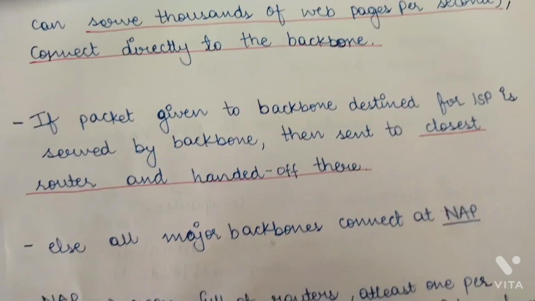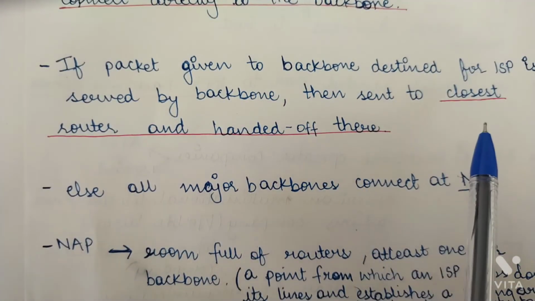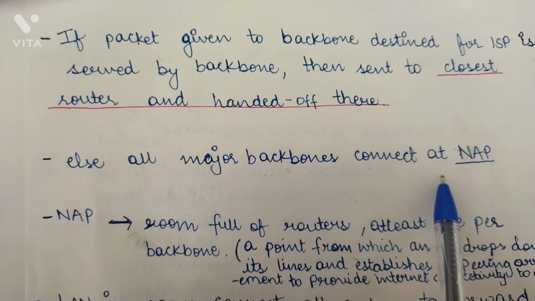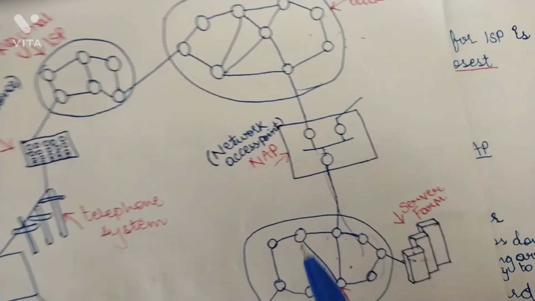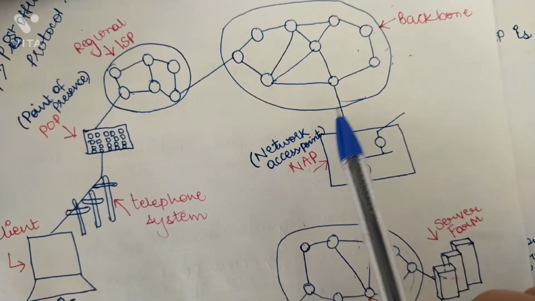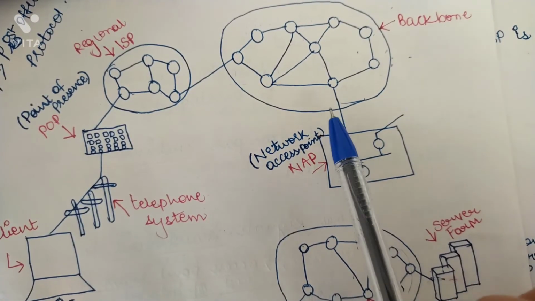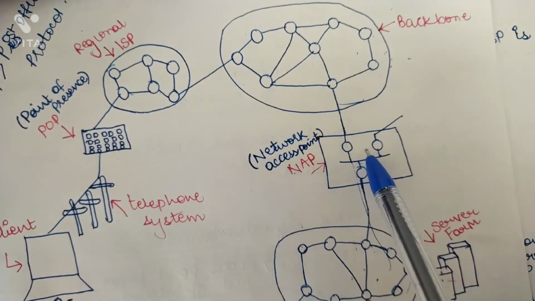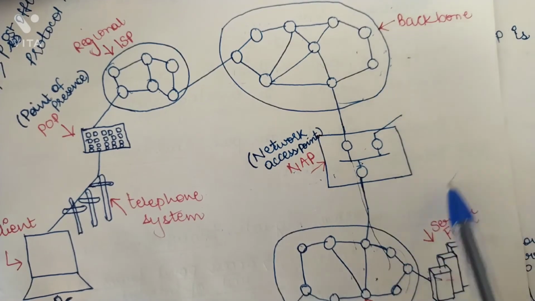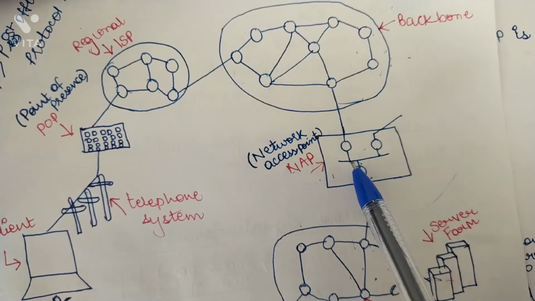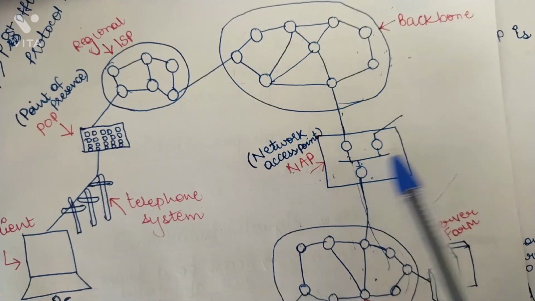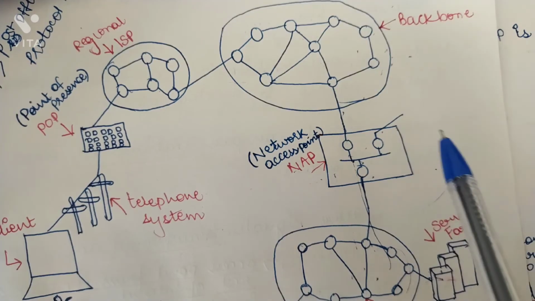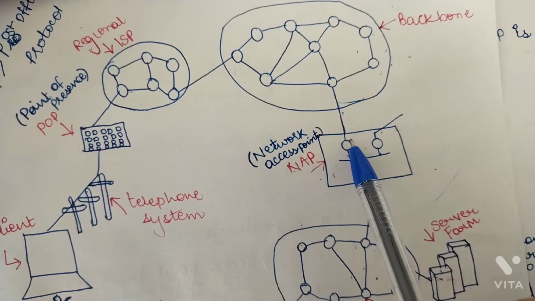Else, if it is not destined for an internet service provider which is served by the backbone, in that case all major backbones connect at the network access point. So even if it is not an internet service provider that is served by this backbone, the packet will be sent to the network access point where all the backbones connect. From this network access point, it will move on to some other backbone which is serving that particular internet service provider to whose host your packet is meant to go.